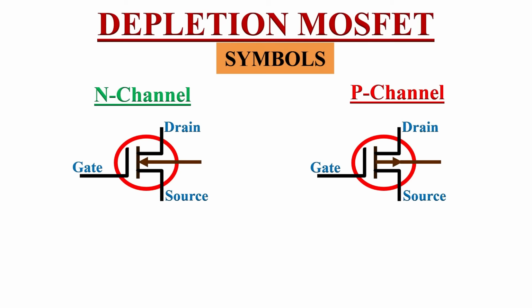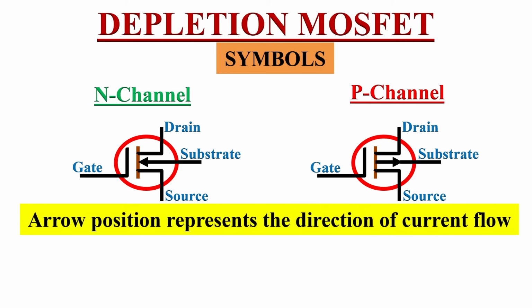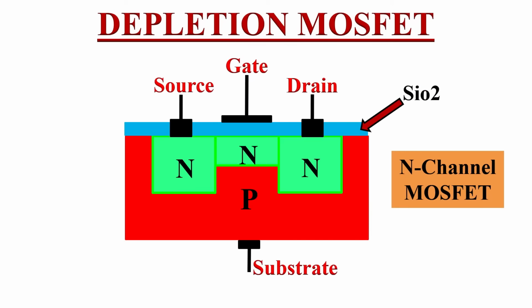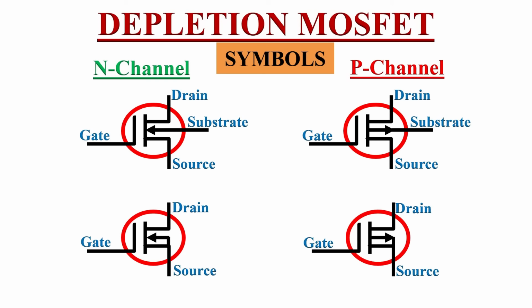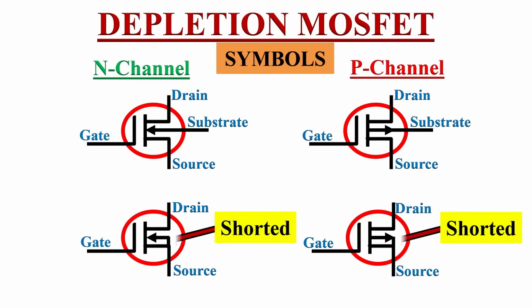Now if you observe the N-channel and P-channel MOSFETs, the only difference is the direction of this arrow. If it is going inward, then it indicates the N-channel MOSFET, and if it is going outwards, then it indicates the P-channel MOSFET. Basically, the arrow position represents the direction of flow of current. In most of the MOSFETs, substrate terminal is internally connected to the source terminal. In that case, these symbols are used. Here we can see that substrate terminal is not shown. It is shorted to the source terminal.